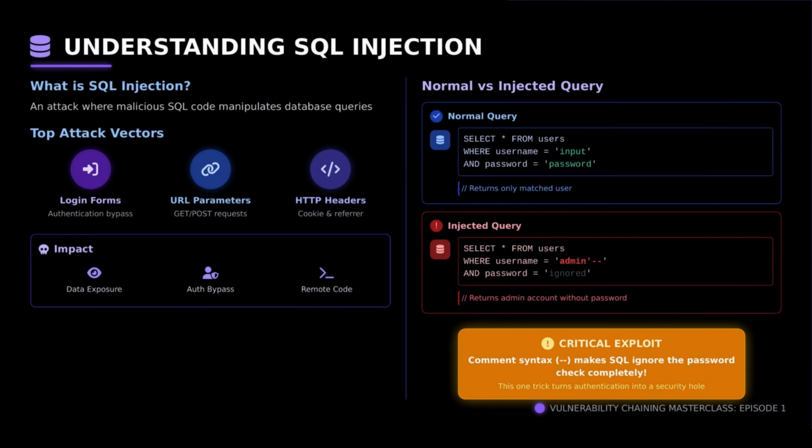SQL injection commonly appears in login forms, URL parameters, and even HTTP headers like cookies or referrers. The impact ranges from data exposure to full authentication bypass, and in advanced cases, even remote code execution. Notice here how the injected query uses comment syntax to skip password validation. A simple trick that turns authentication into a security hole.